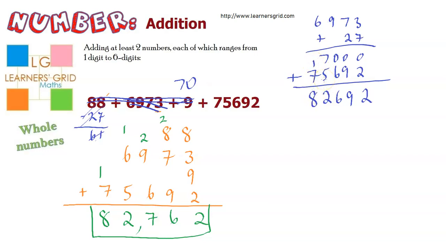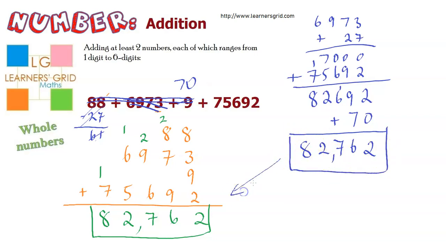And all I need to do now is add 70. So let's do that. Again, column method. 2, 9 and 7 is 16. Carry the 1. 7, 2, and 8. And again, I get the exact same answer as I got down here by breaking up all the addends in different ways.